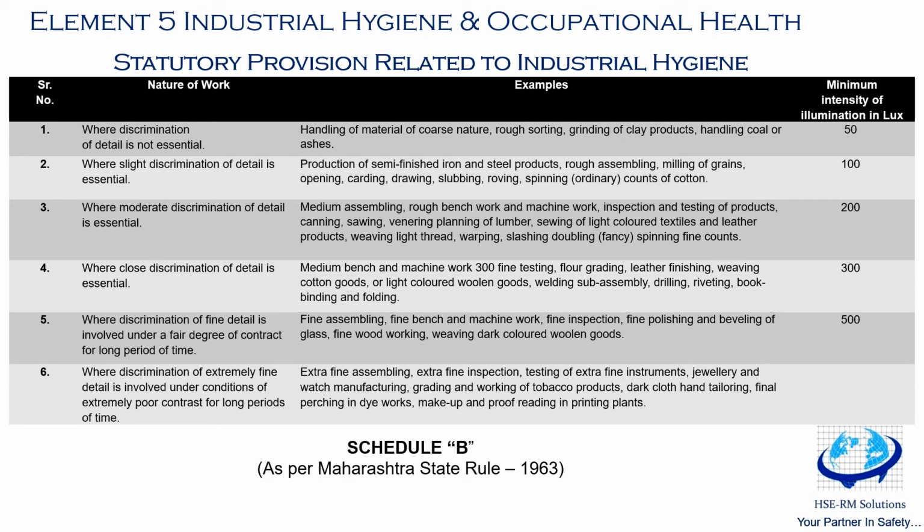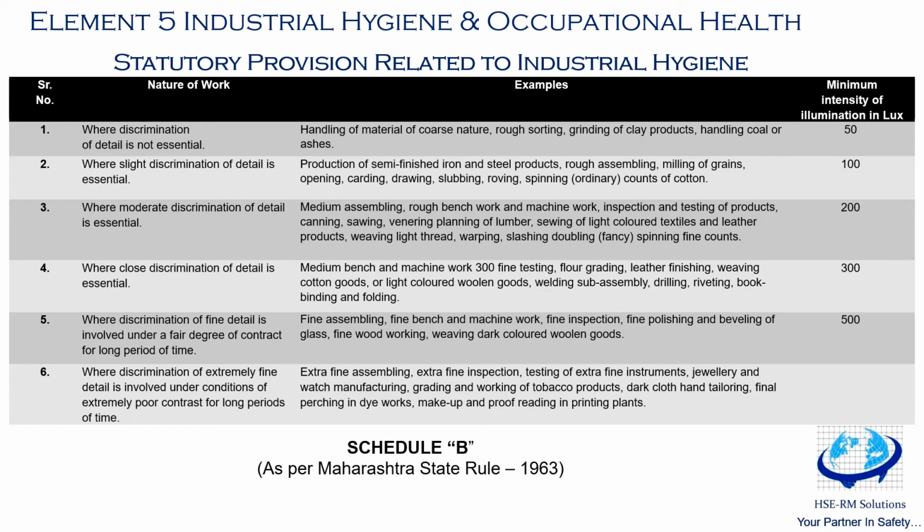That is fine. Now where slight discrimination of details is essential, that is production of semi-finished iron or steel products, rough assembly or mining, grain opening, drawing, and then spinning, all these areas. Wherever counts of cotton, then normal production areas. So where slight discrimination is needed, that means you need some amount of light, more visibility is required. So there 100 illumination is prescribed.